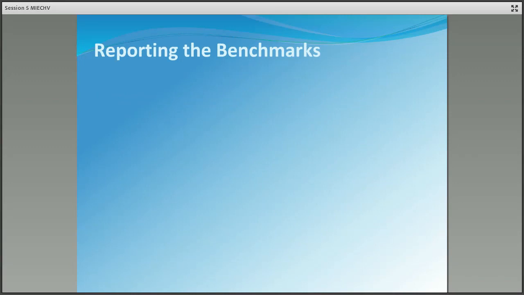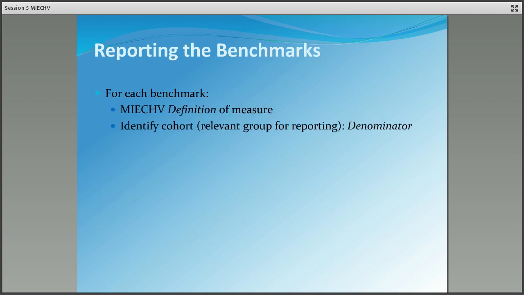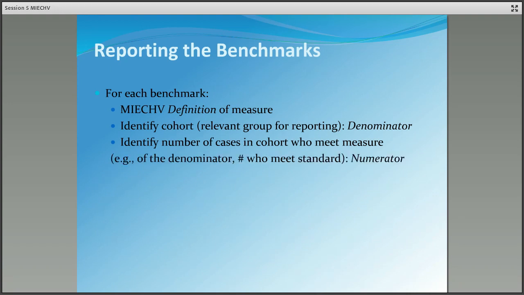Now let's go through each benchmark. We'll first define each item, giving the MIECHV definition. Then we'll note who makes up the relevant group for reporting. Who's our cohort? Is it all children? Is it all children between 6 and 12 months of age at the end of the reporting period, etc.? And then we'll note how we identify the cases in this cohort who meet the measure. This will be our numerator.